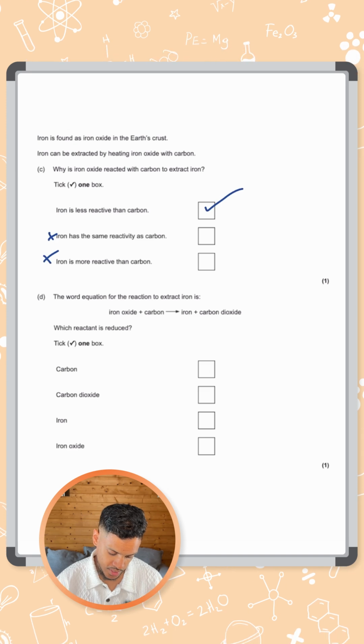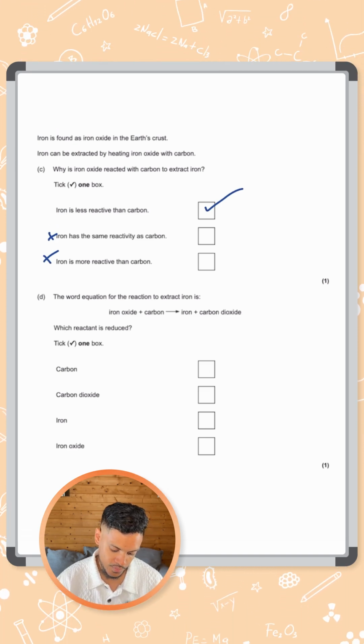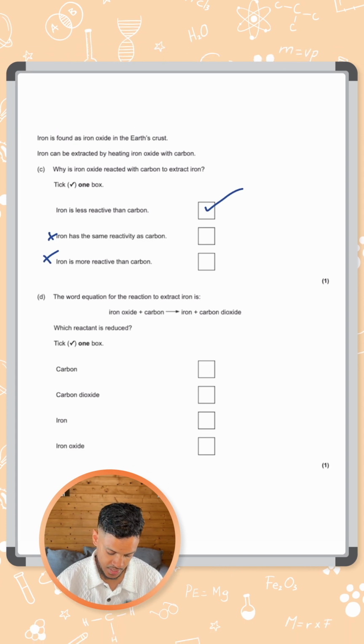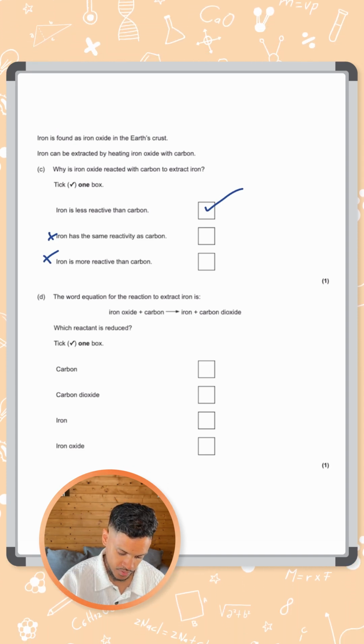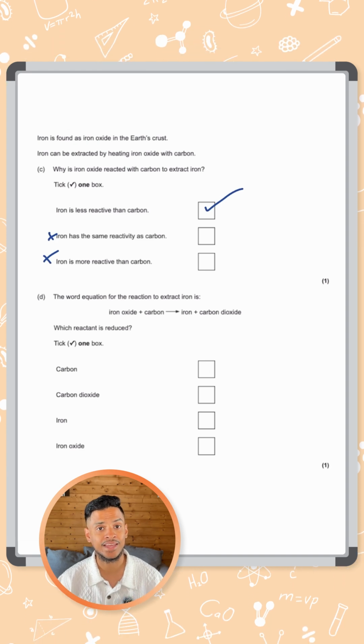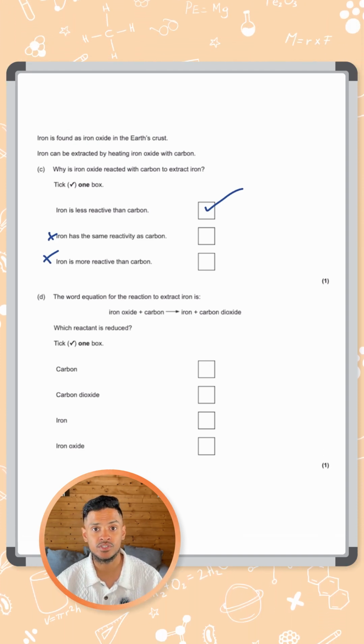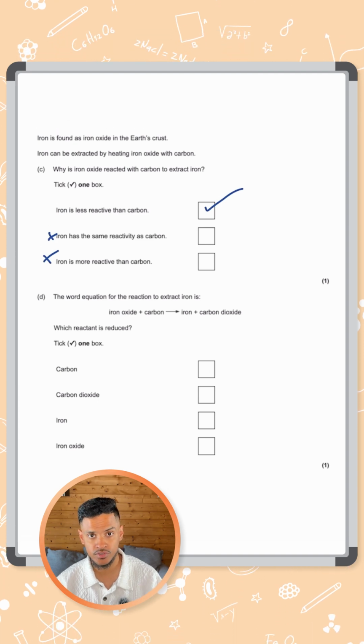Second question says the word equation for the reaction to extract iron is iron oxide plus carbon forms iron plus carbon dioxide. Which reactant is reduced? Reduction is basically the loss of oxygen or the gain of electrons. Oxidation is the opposite, is the gain of oxygen or the loss of electrons.